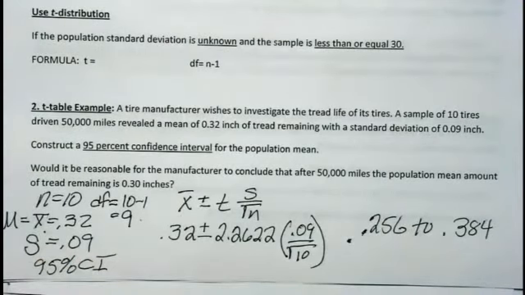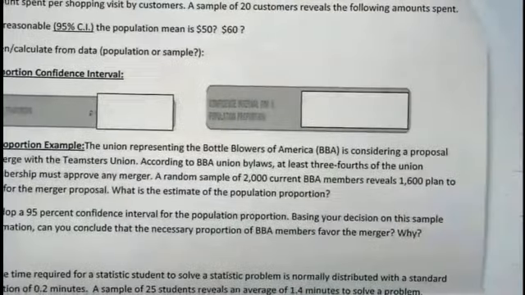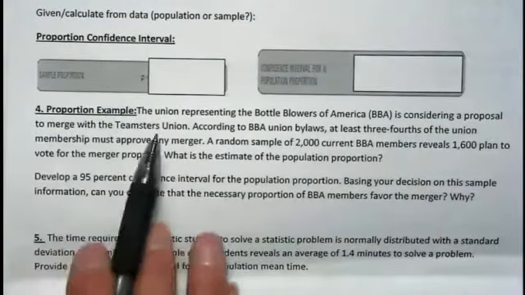Okay, so we've done a Z and we've done a T confidence interval problem. The next one, and I'm only going to do one of each here. In my PowerPoint presentations, I do a couple examples of each, but I'm just going to do the first example here. So let's go to question number 4, and it's a proportion example.